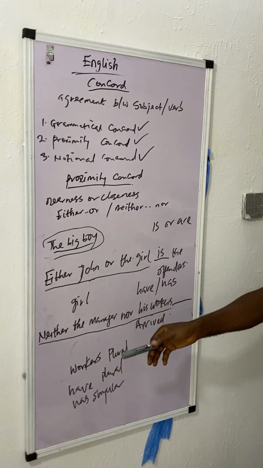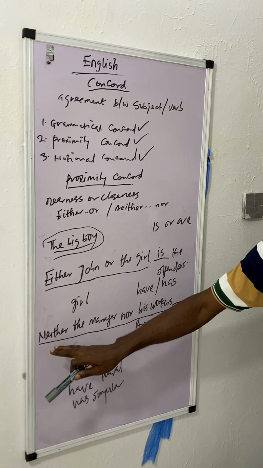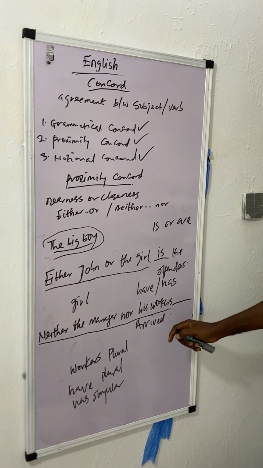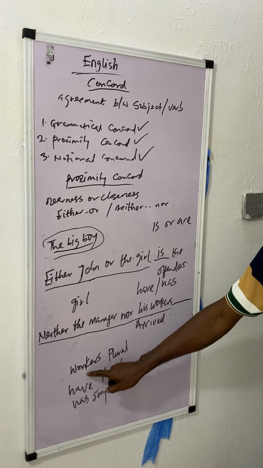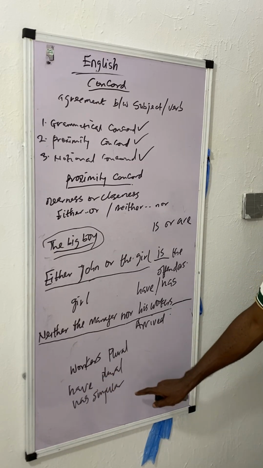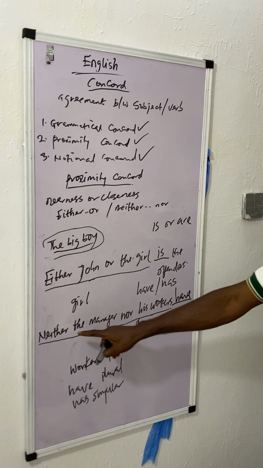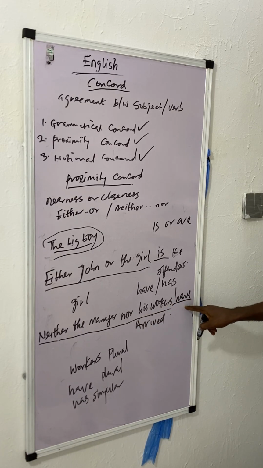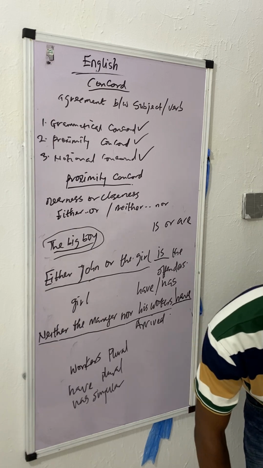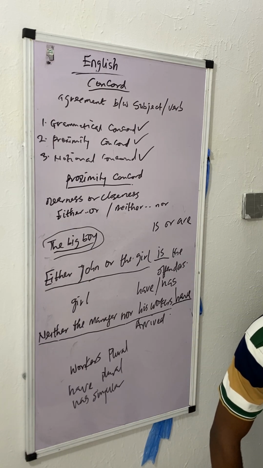All right, between the subject and the verb, what subject do we have here? We have a plural noun here, workers. So we are going to go with a plural verb, right? Which is have. All right, have should be the right answer. So: neither the manager nor his workers have arrived. That is the law of proximity concord explained.